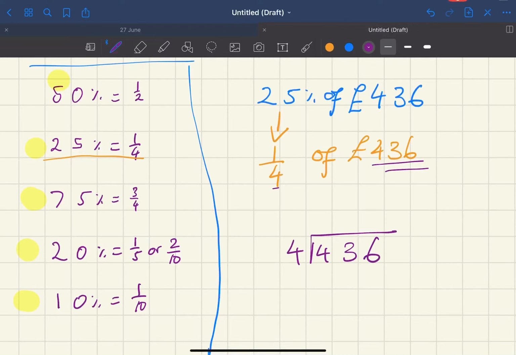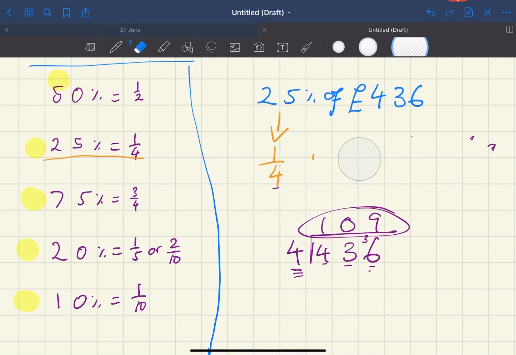£436. First question, how many times does 4 go into 4? It goes 1 time. Is there a remainder? No, there isn't. How many times does 4 go into 3 tens? It does not, because the closest one is 4, so it goes 0 times with 3 remaining. How many times does 4 go into 36? That goes 9 times, which means that a quarter of 436 equals £109.